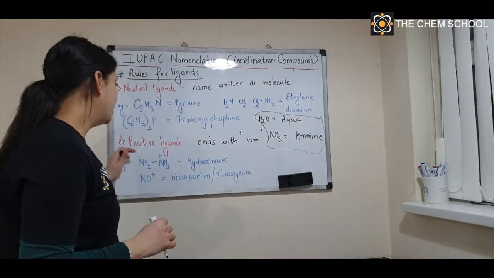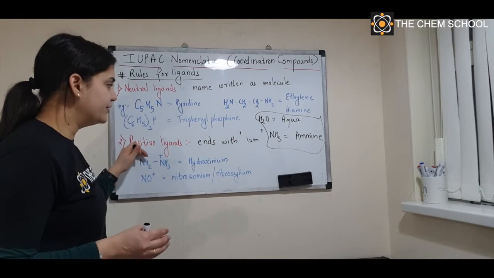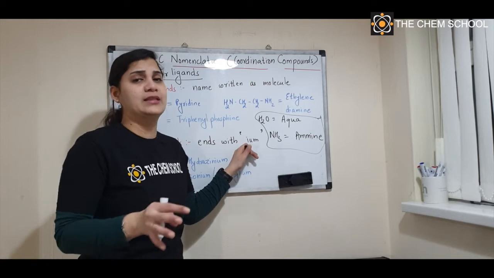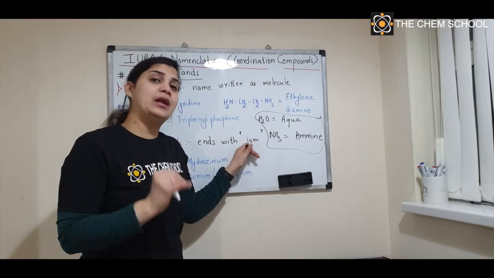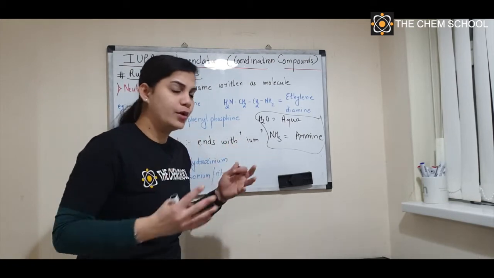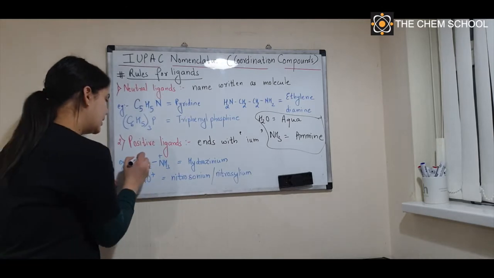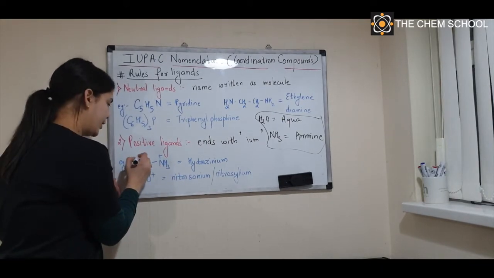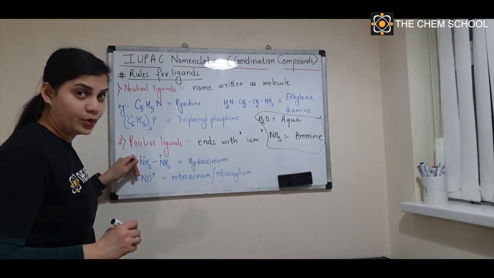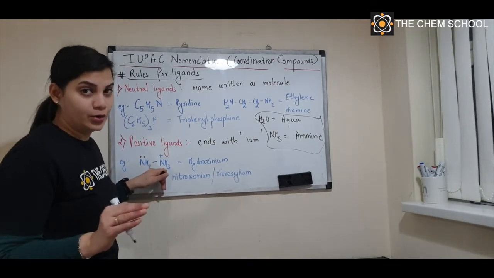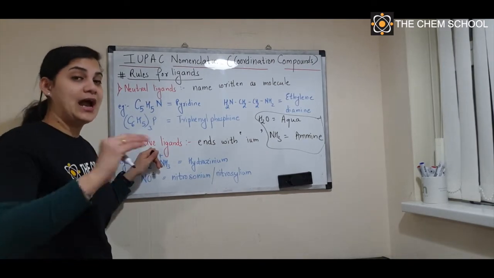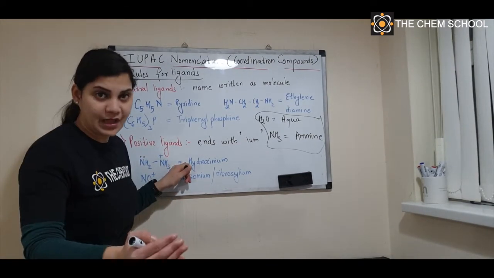The other one, positive ligands. When you talk about positive ligands, they have the ending -ium. As soon as you see the -ium ending, you should know that this is a positive ligand. But of course, to become a ligand, it should have at least one pair of electrons that it can donate. Remember that. Here, hydrazine is NH2NH2. I repeat, hydrazine is NH2NH2. This pair of electrons can still be donated, therefore it is a ligand. This pair cannot be donated because it has a positive charge. Since it has a positive charge, hydrazine becomes the hydrazinium ion.